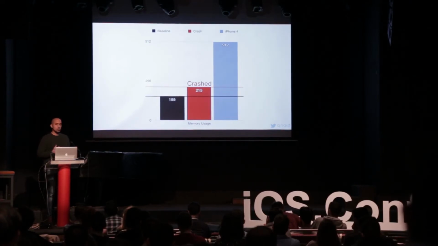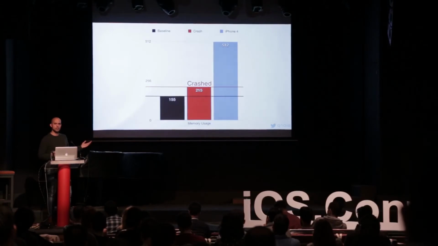The middle one shows how much the memory usage was when it crashed, and the last one is obviously how much is available. So you can see it's not even half when this app actually crashed because of memory usage, of excessive, I should say, memory usage.